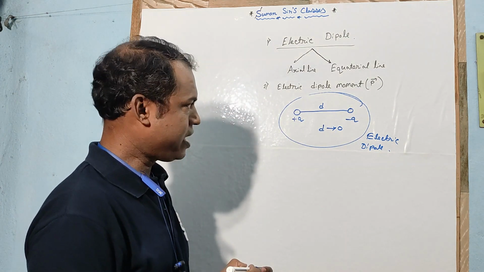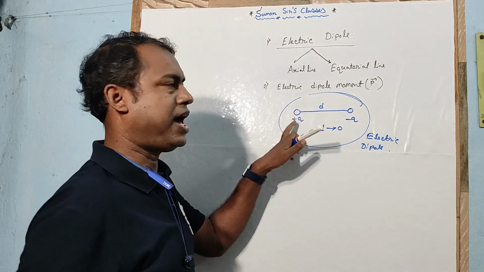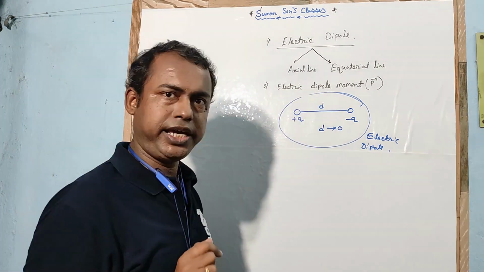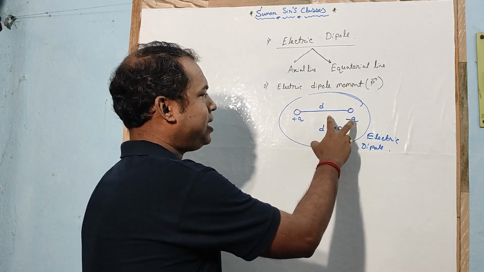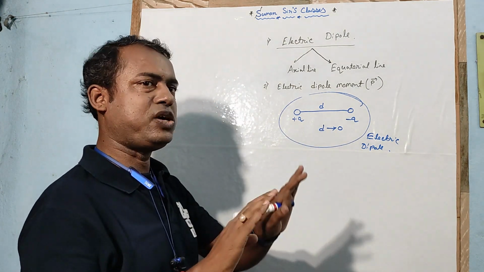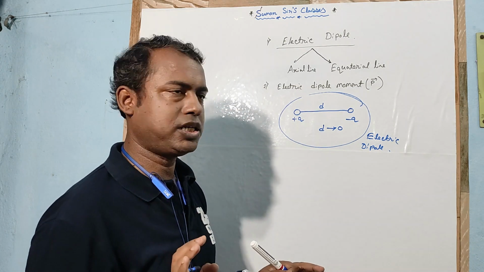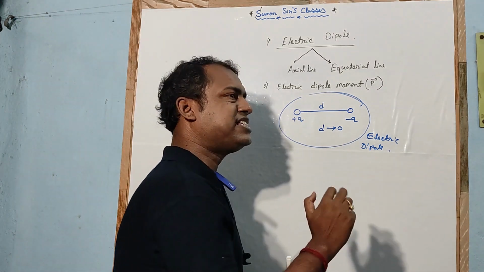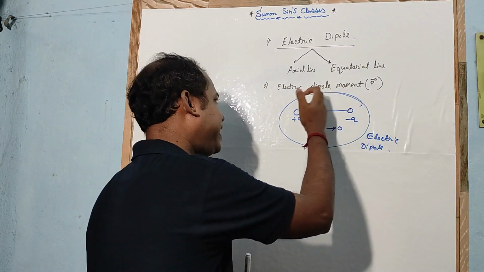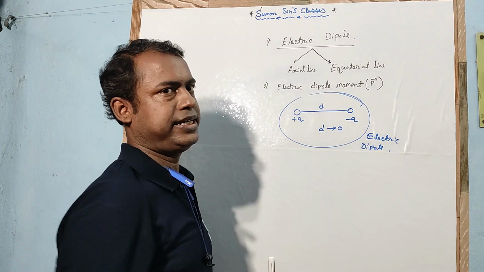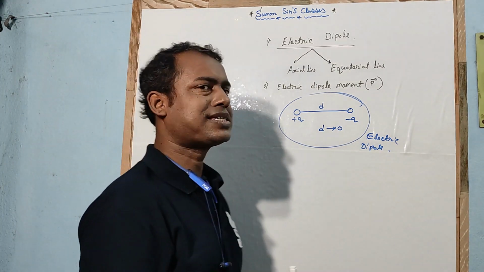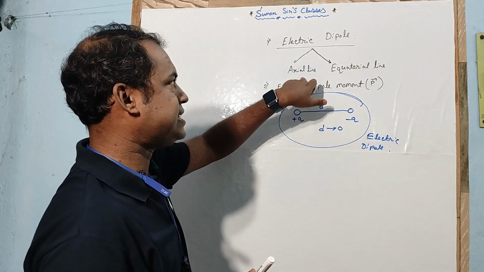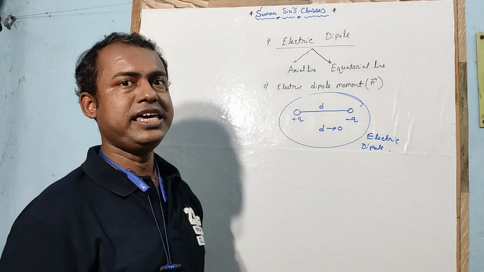So two charges, plus Q and minus Q, equal and opposite in polarity, are separated by a distance D. When the distance D tends to 0, we can say that this is called the electric dipole. Now when we discuss the electric dipole, two questions arise: what is the axial line, and what is the equatorial line?